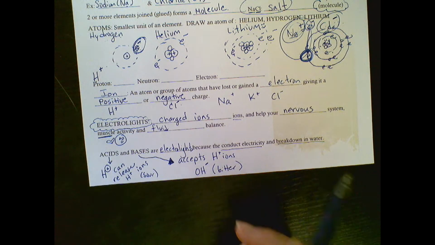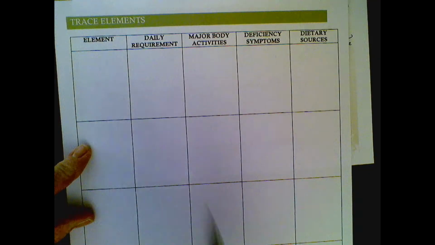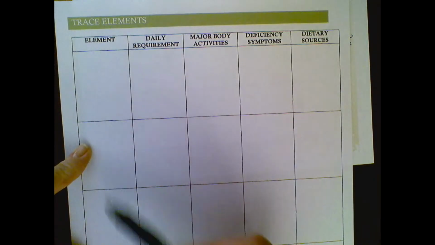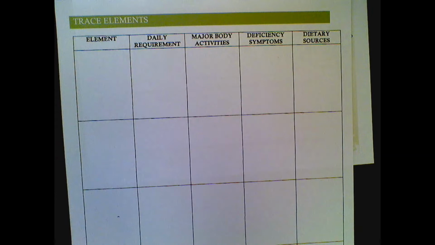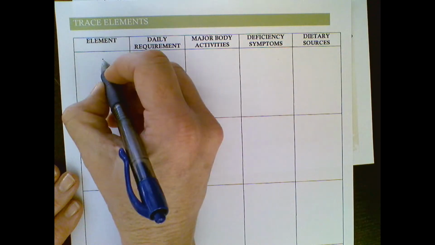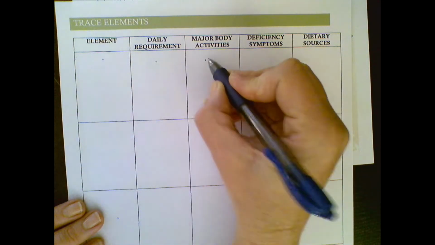All right. So what you have is this page, and you are going to look on Schoology. It tells you trace elements. There's 1, 2, 3, 4, 5, 6, 7 maybe. And you're going to be taking some notes. What's the name of the element? For example, iron. How much are you supposed to eat every day? What body activities does it help you do?